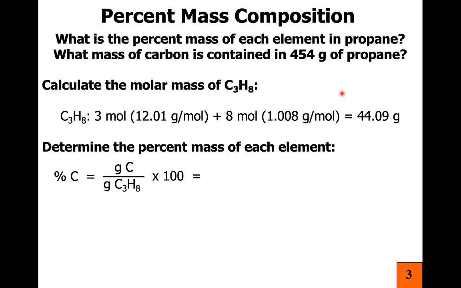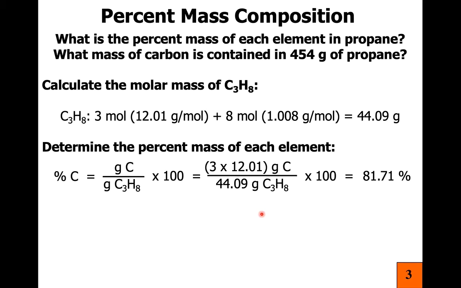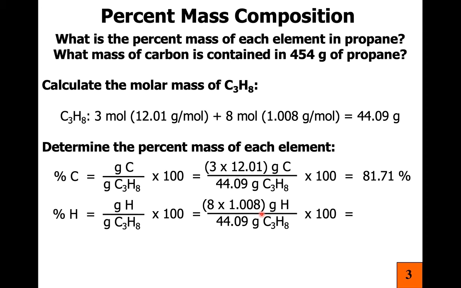And then to calculate the percent for each element, so there is 3 moles of carbon, and then each one of those carbons weighs 12.01 grams. So 3 times the 12.01 divided by the mass of the entire molecule, 44.09 times 100, gives us 81.71% carbon by mass. We do the same thing for hydrogen.